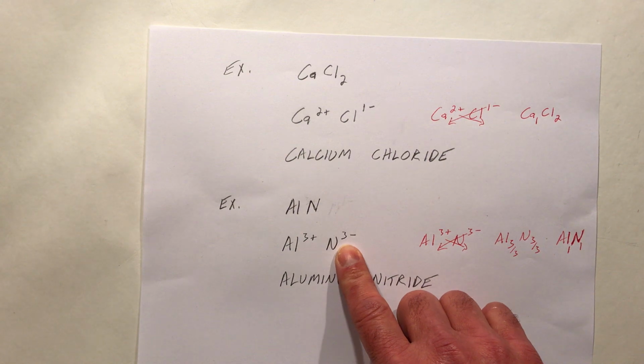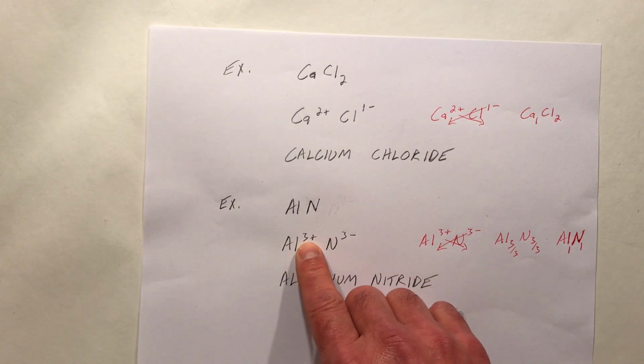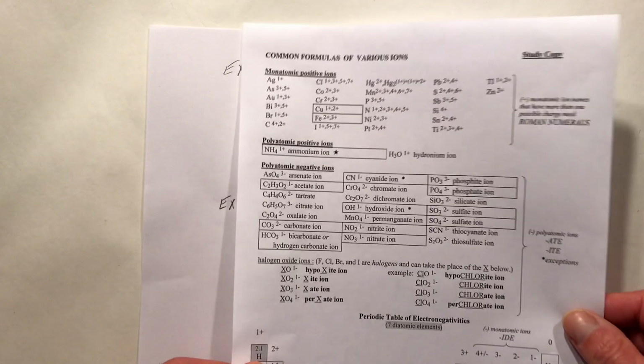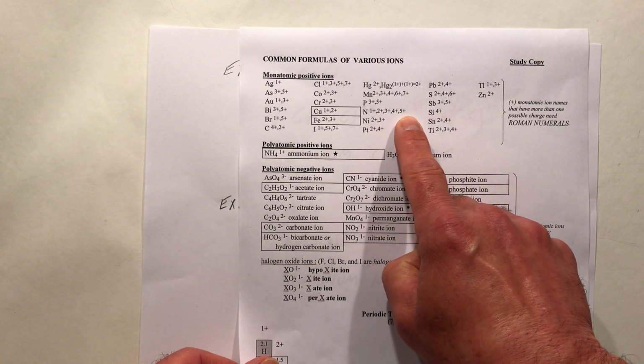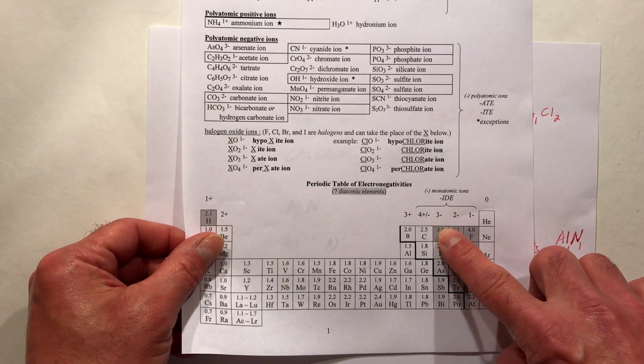Like charges repel, so we're not going to see a compound with positives and positives. It's always going to be positive with a negative. So be careful about that. If nitrogen's in the second part of the compound, we're not using any of these positive versions of nitrogen. We're using N3 minus.